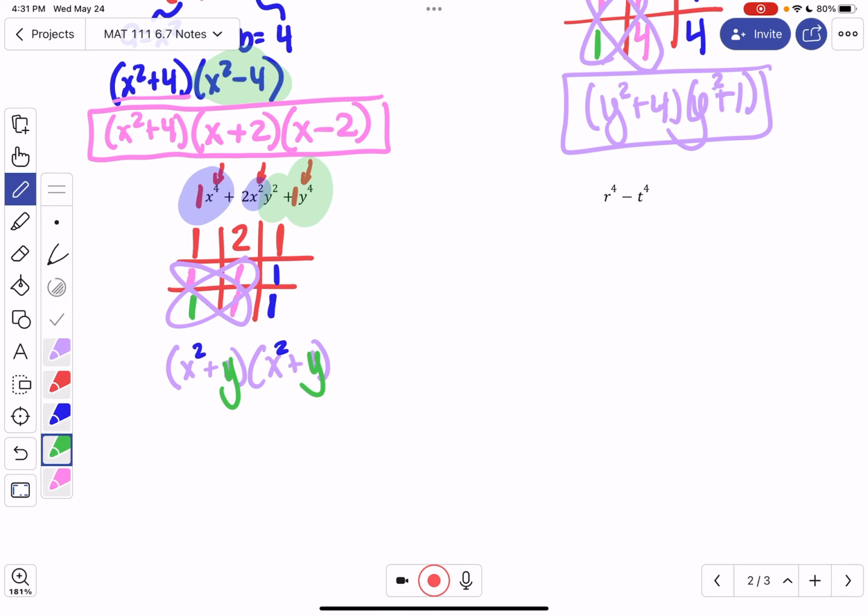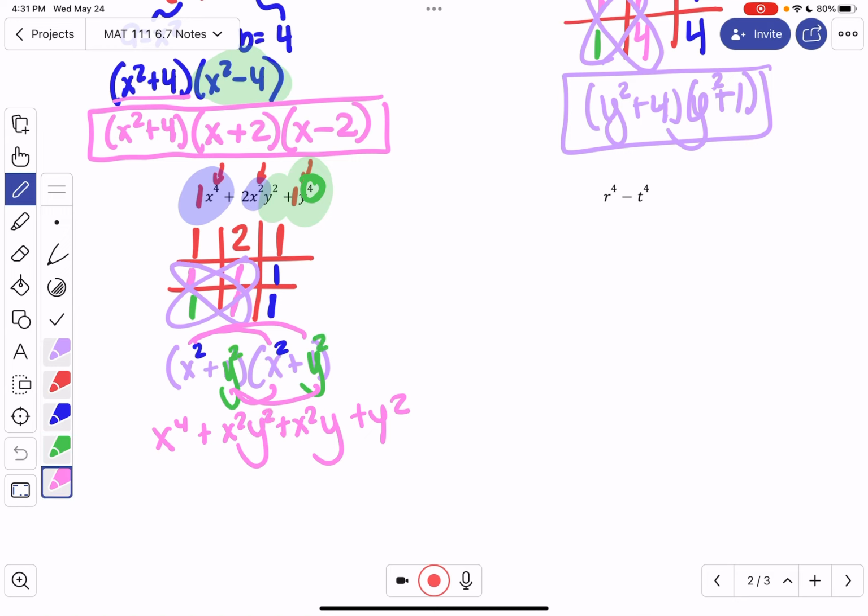Now, this is a little weird because there's the 2 letters. So a way I could check my work is to FOIL. First times first, outside times outside, inside times inside, last times last. And I notice that was a 4 as well. So these should also be squared. And if I square those, now I get my original.